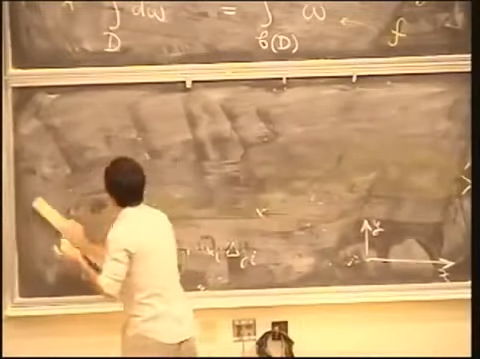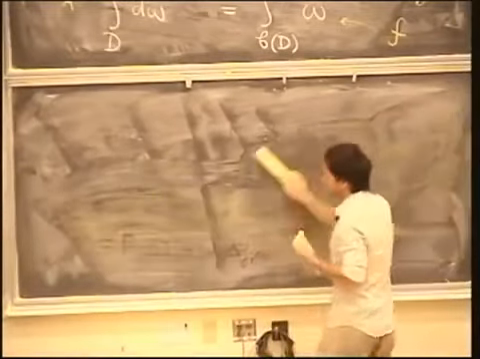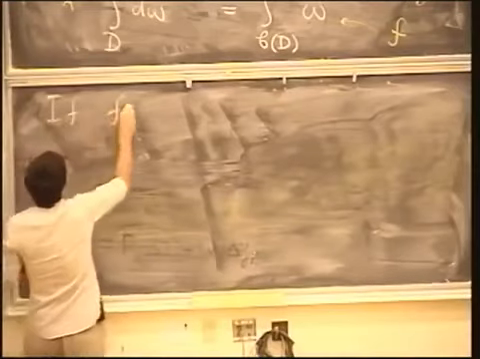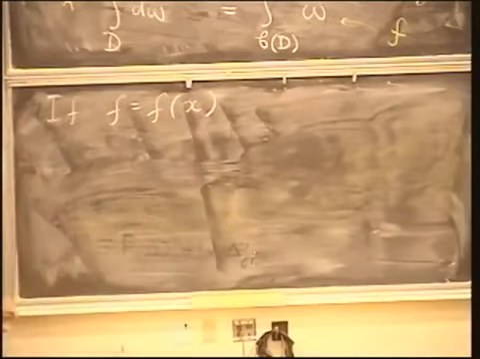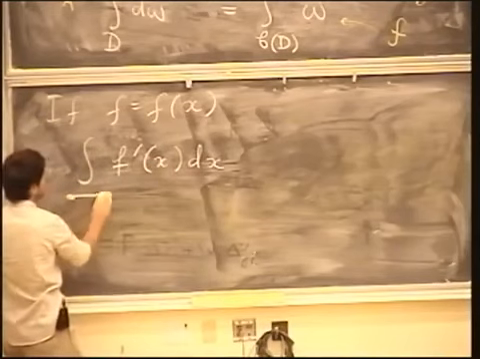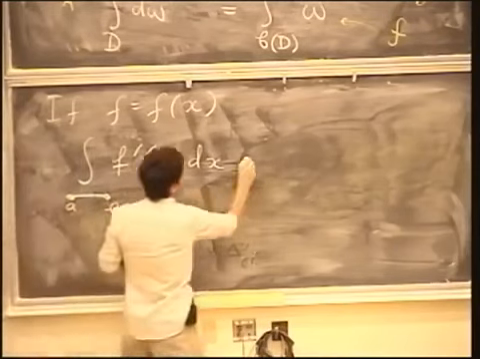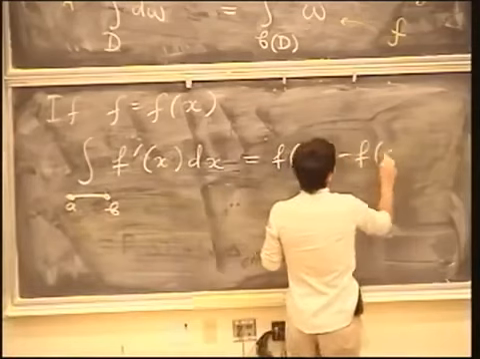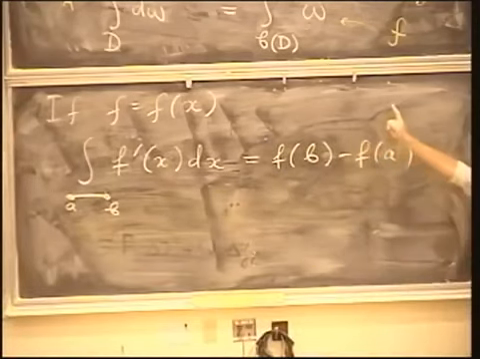compare this formula to the formula which we started with last time, which is the fundamental theorem of calculus for functions in one variable, which is that if you have a function in one variable, then we have the formula like this, where you integrate over the line segment from A to B, and that's f of B minus f of A. So you see there's a clear connection between the two formulas, a clear analogy.